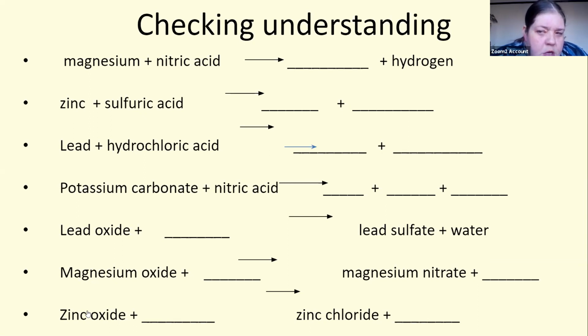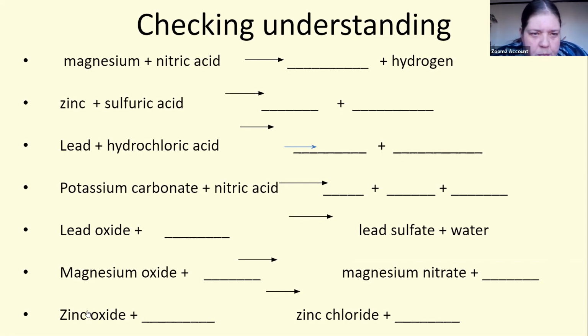How are we doing, sir? Yep, lots of right answers. I'm sending them messages telling them they got it right if they've got it right. Okay, so I'm going to go through that one. So it's magnesium plus nitric acid makes magnesium nitrate plus hydrogen.